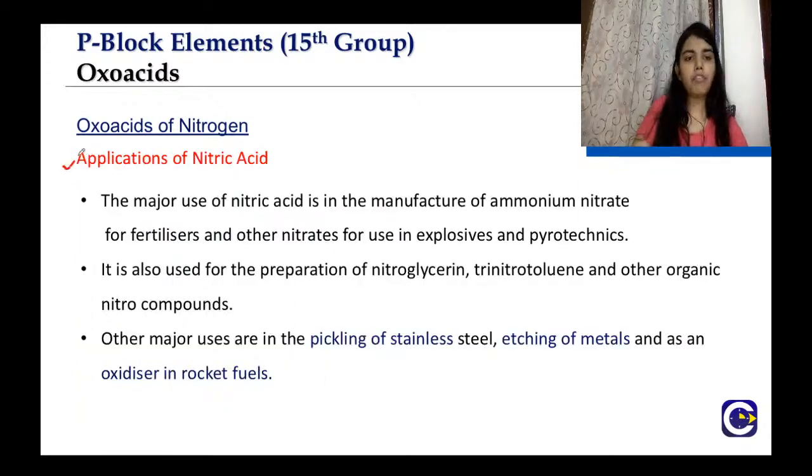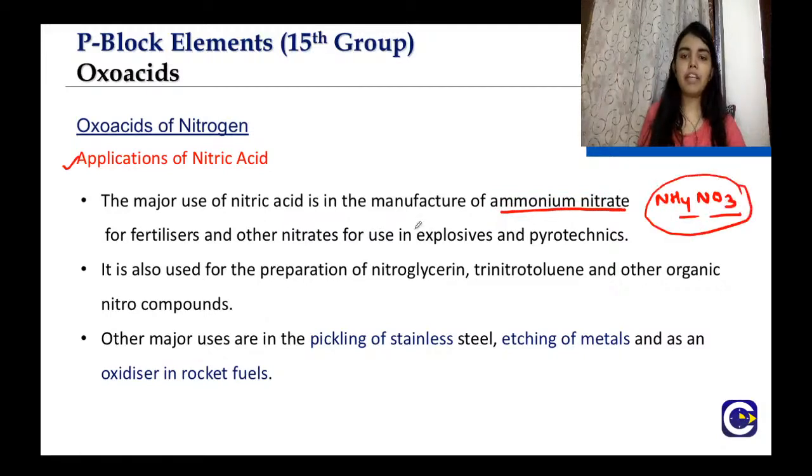Now, applications of nitric acid. The major use of nitric acid is in the manufacture of ammonium nitrate, that is NH4NO3, which is used as a fertilizer. Other nitrates are used for explosives or pyrotechnics, and it is also used for the preparation of nitroglycerine, trinitrotoluene and other organic nitro compounds.